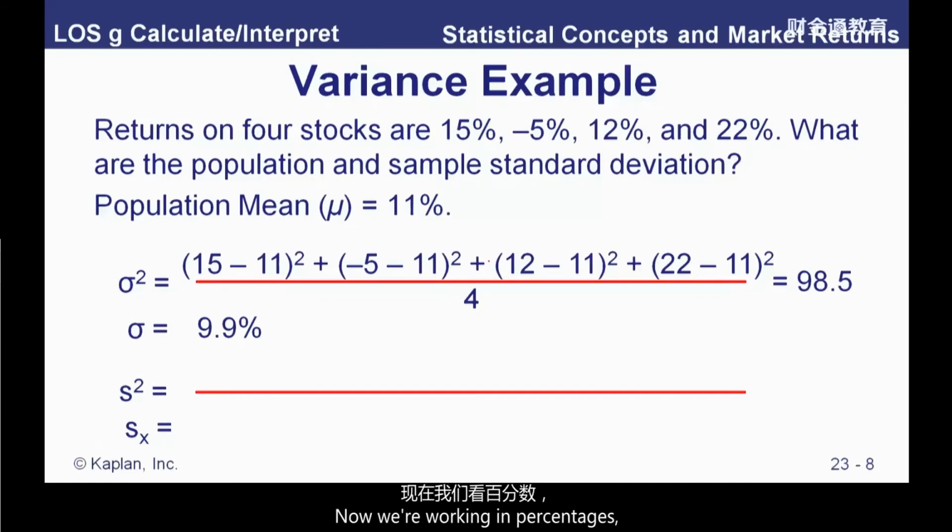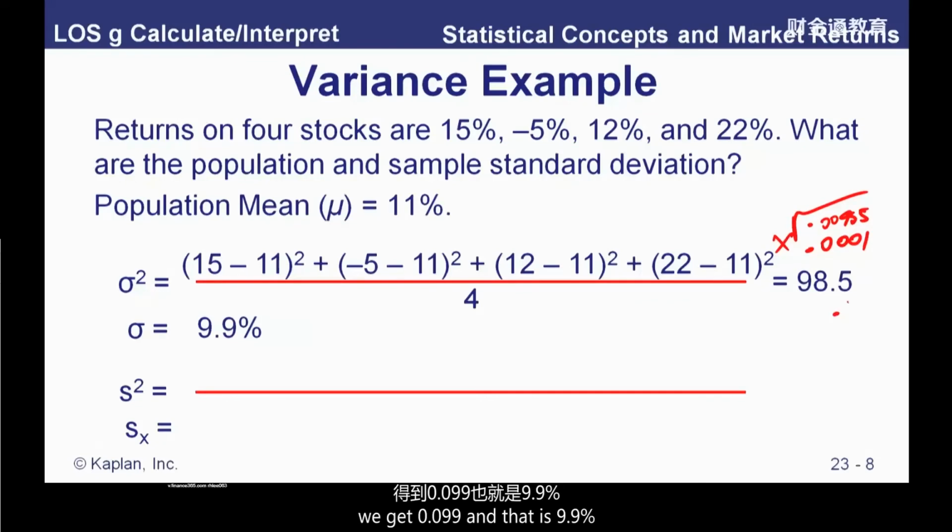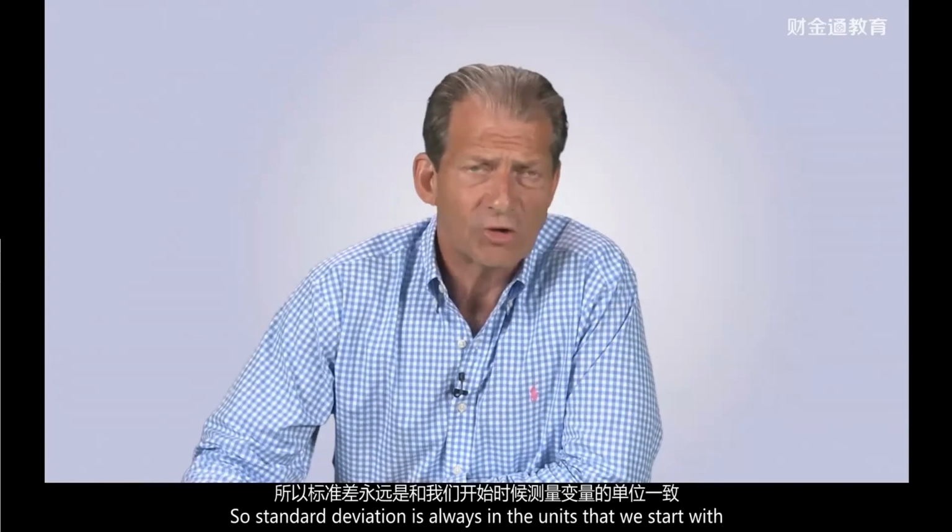Now, we're working in percentages. And in that case, this 98.5, well, the units of variance are, in this case, percent squared. So really, the units are 0.0001. So if we said 98.5, we mean 98.5 times 0.0001, because that's the units we're in. And so that would really be 0.00985. And then if we take the square root of that, we get 0.099, and that is 9.9%.